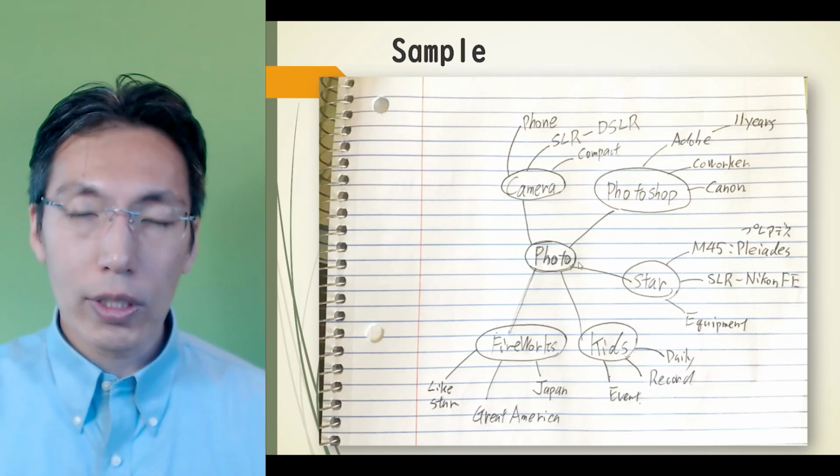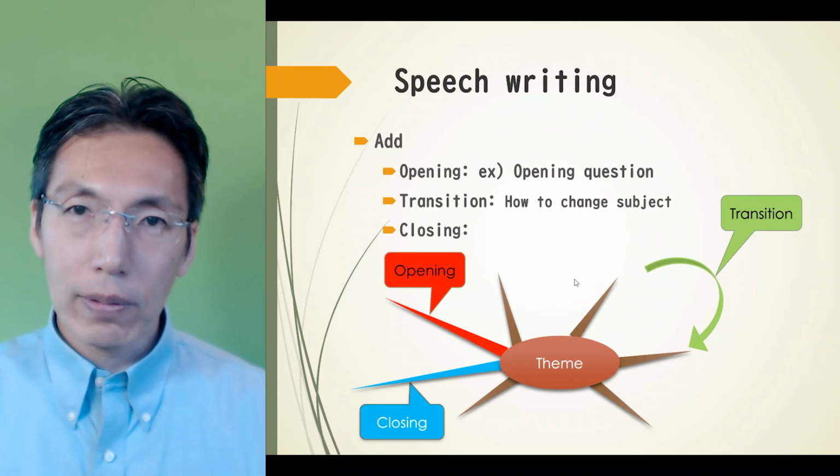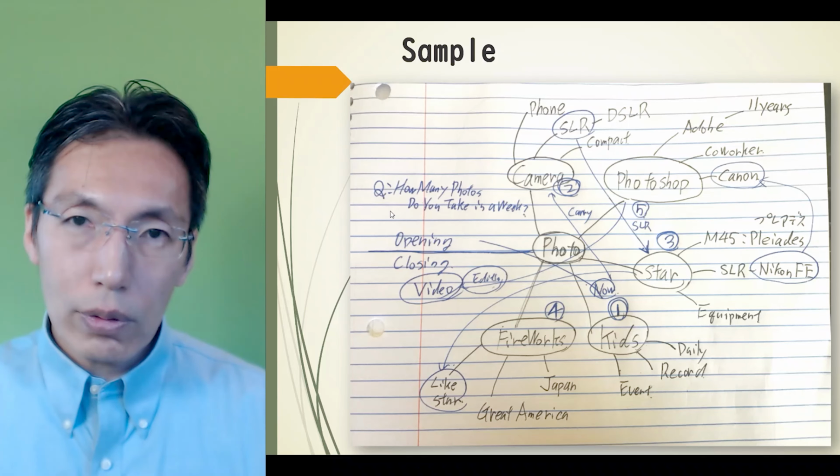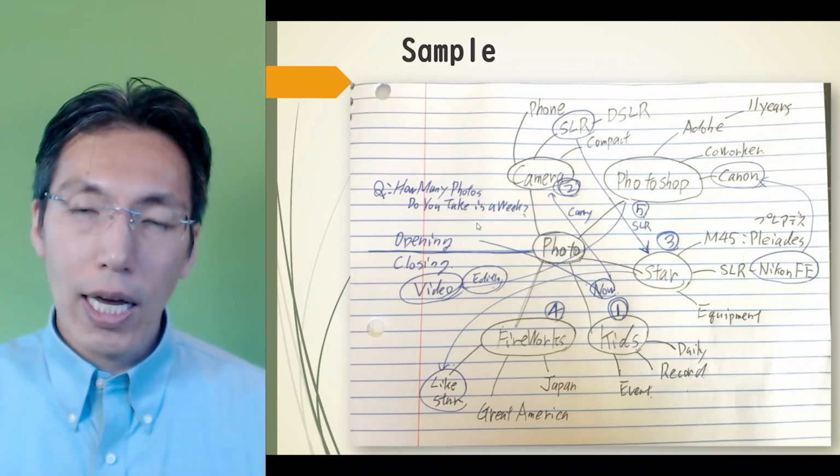So the important parts of the speech, I think, are the opening and also the closing. So then I'd like to add the opening remarks and also the closing. And the other important part is the transition, how to change the subject to different topics. So this is a speech writing technique from the mind mapping. And the blue letters are the additions.